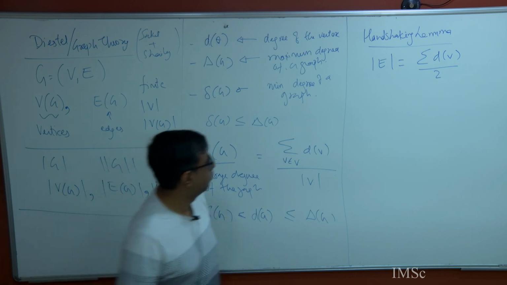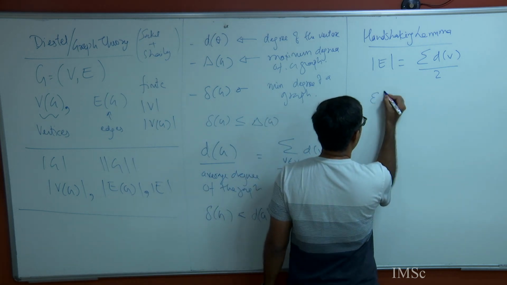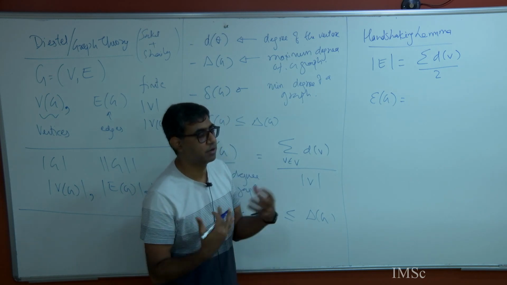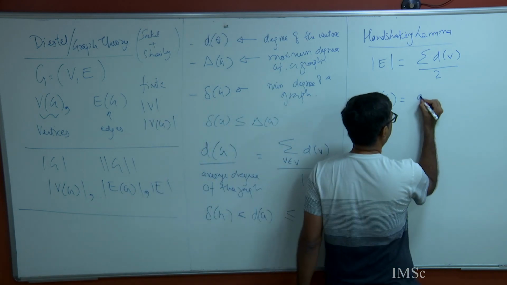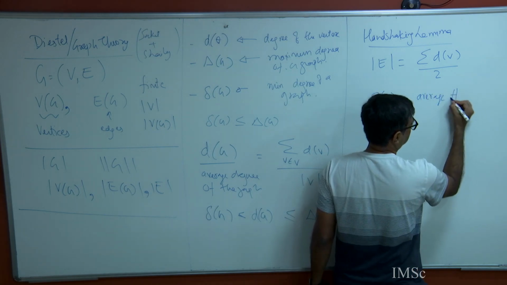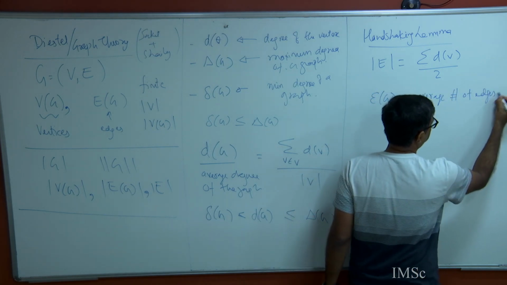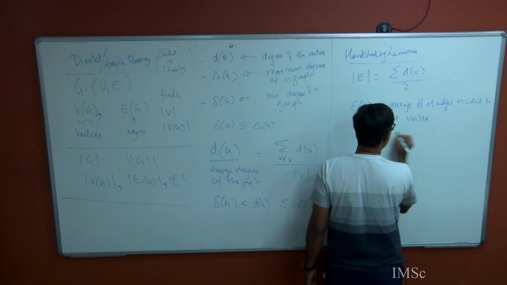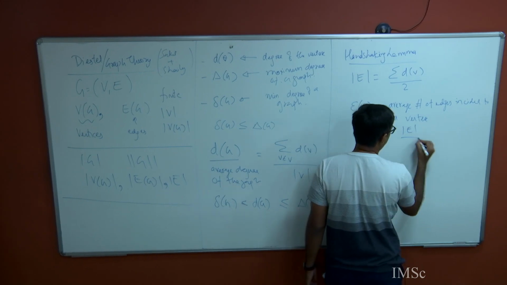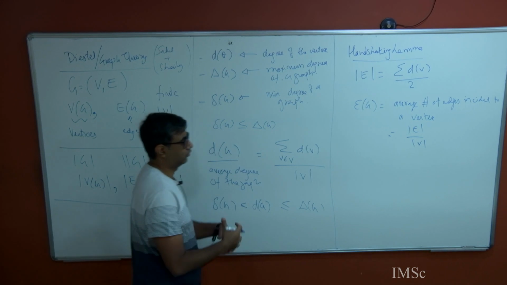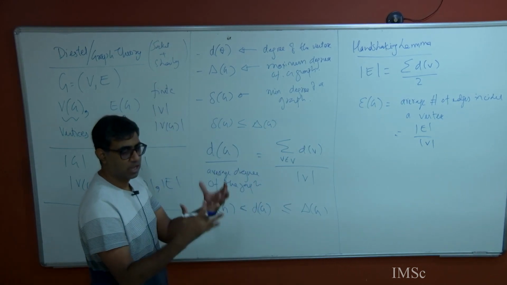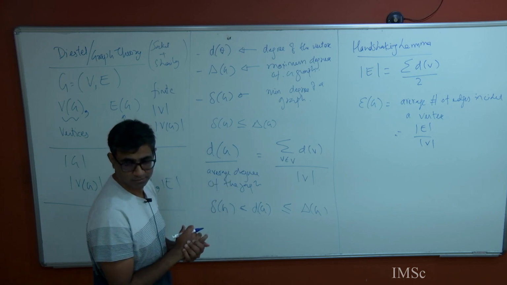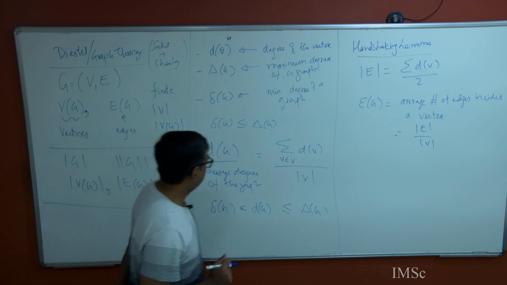There is also a notion which will be important for us, which is called epsilon of G, the average number of edges incident to a vertex. Okay. So what is this? It is the average number of edges incident to a vertex. So what do you think it should be? It is just simply this, right? I look at the total number of edges, I divide by the number of vertices. That's just the definition. You look confused with me. Okay.